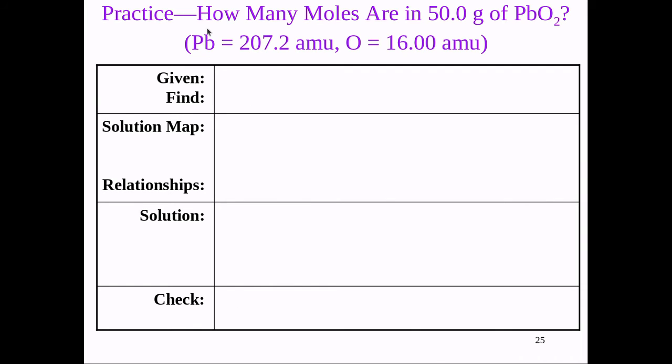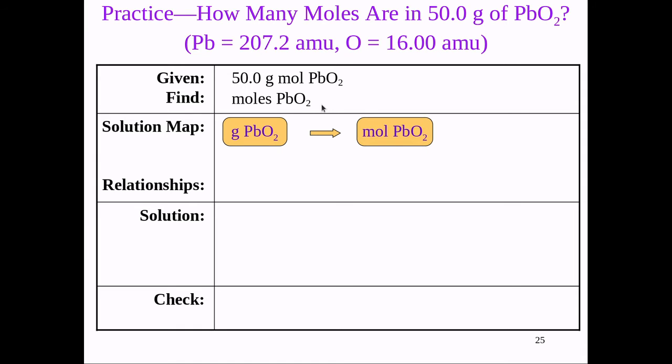So let's see if we can go the other way with this. If we are given the mass of a molecule, can we figure out how many moles that is? So we're given that we have 50.0 grams of lead oxide, and we're asked for the number of moles of lead oxide. Our solution map is just the reverse of what we had before, right? And we need to calculate the overall formula mass for lead oxide.